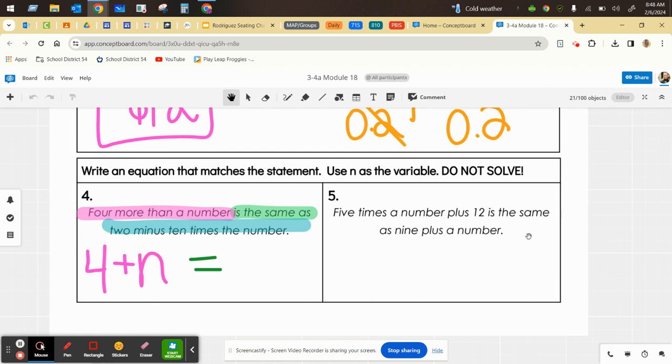So write it just how you read it. 2 minus 10 times a number. Remember when we are multiplying a number and a variable, we just put them right next to each other. So this just becomes 10n. All right, why don't you pause and try the last one on your own?